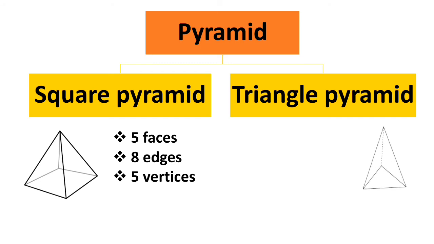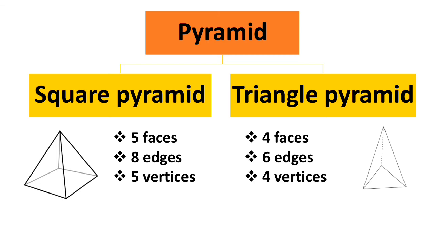Now the triangle pyramid. If you see the triangle pyramid, the bottom will be in the shape of a triangle. How many faces are there? 1 face will be down at the bottom and 3 faces will go up. 3 faces will go up, meaning they are in the triangle shape. So 3 faces will be up, 1 bottom. Total 4 faces are there. And edges are 6. 3 edges will be down and 3 edges will go up. So it will be a total of 6 edges. Vertices. If you see the vertices, how many corners are there? 1, 2, 3, 4. 4 vertices are there in the triangular pyramid.